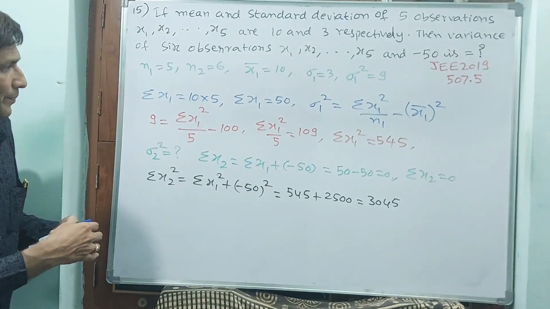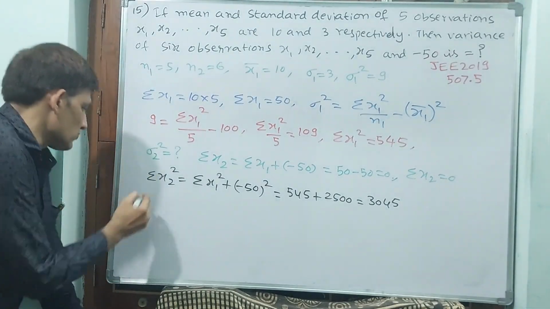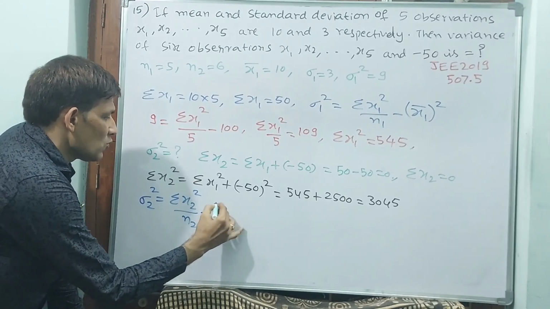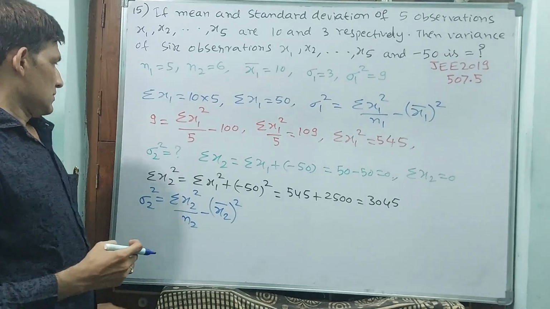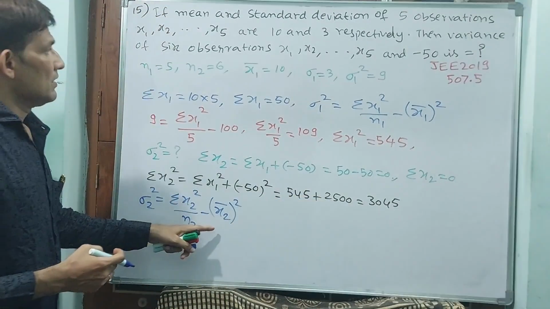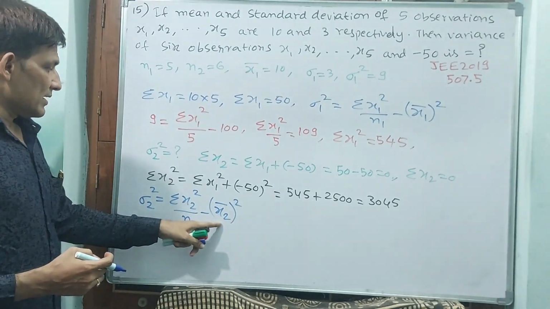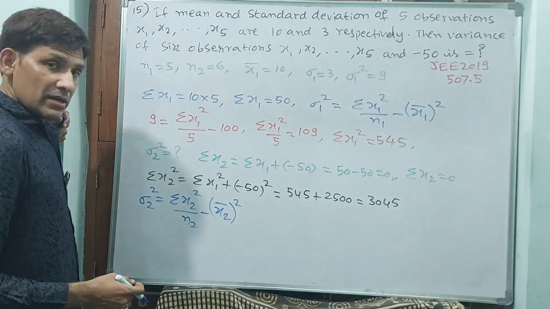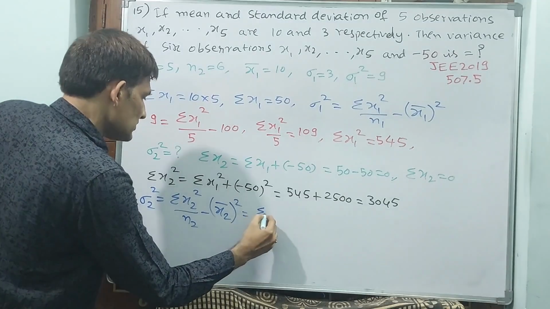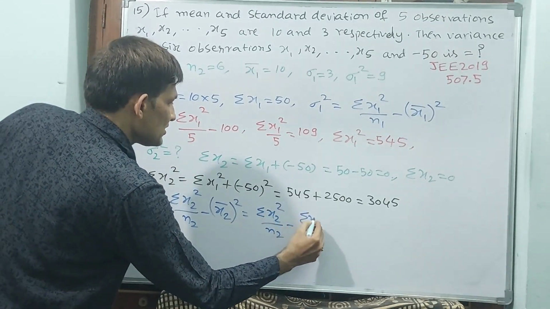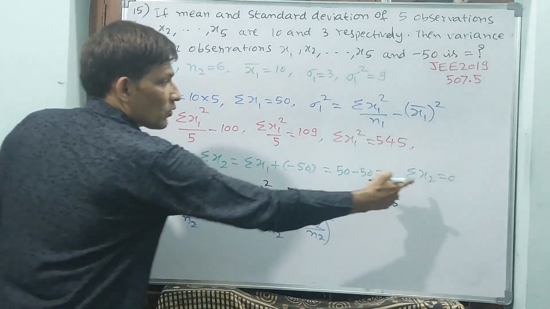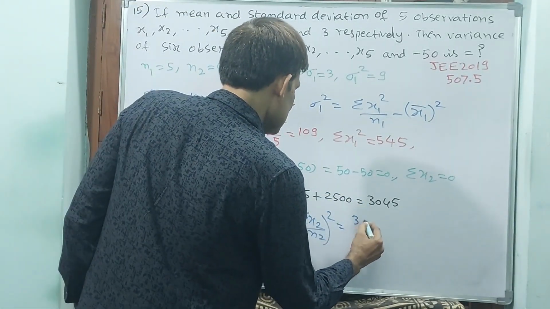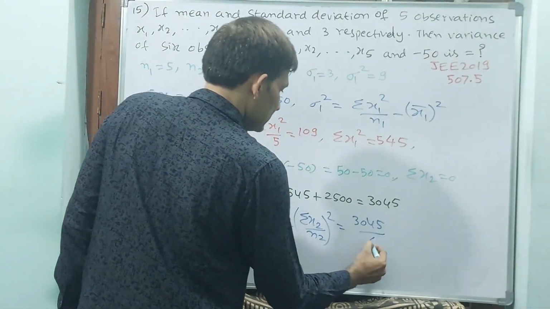Then first you write the formula for sigma 2 square. See, sigma 2 square is equal to sigma x2 square by n2 minus x2 bar square. See, x2 bar means sigma x2 by n2, and sigma x2 is 0, so here 0 will come. Let me write once again. That is equal to sigma x2 square by n2 minus sigma x2 by n2 whole square. See, this is 0. That is why you need not consider this here. That is equal to sigma x2 square, which will be 3045, n2 will be 6, minus 0.